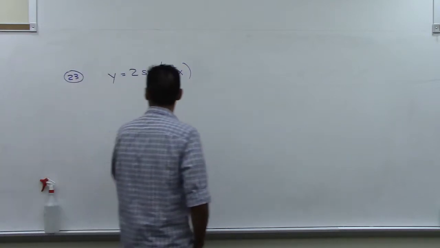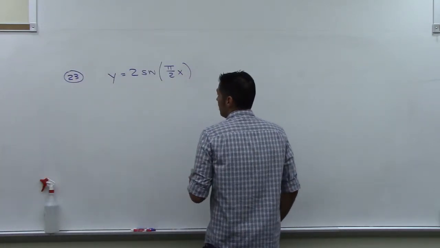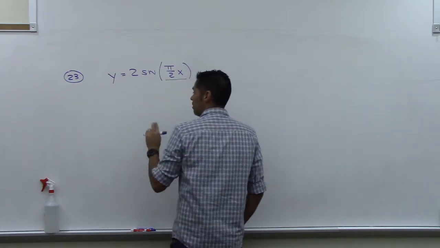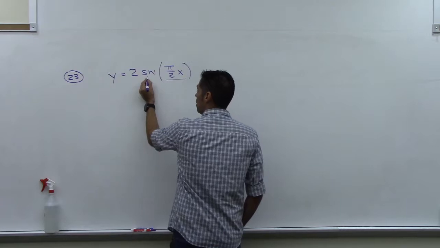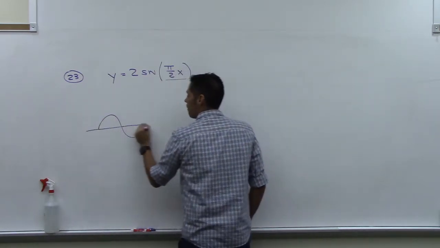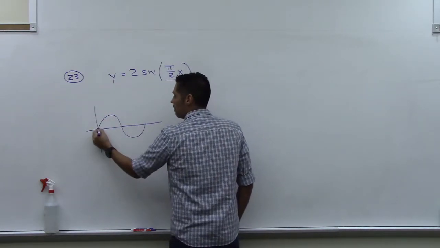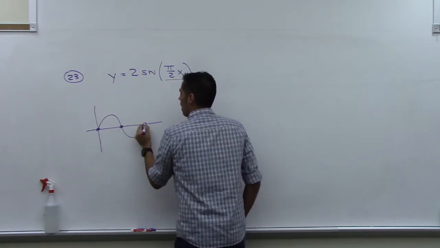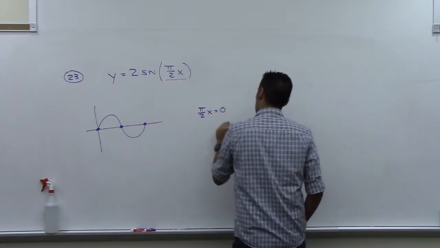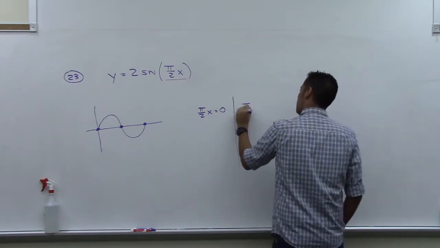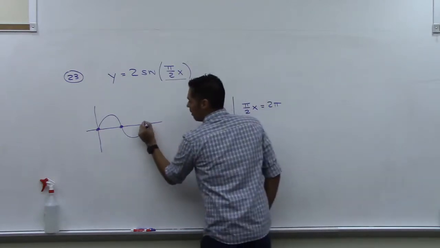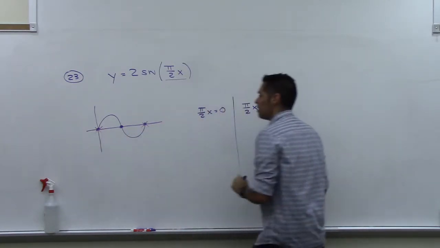So the way that I am going to teach you how to do this in class is that you're going to take this argument right here inside, and set it equal to two different things. Since we're dealing with the sine function, we know that normal sine function does this. So what we're going to try and do is figure out where these x-intercepts are. And to do that, we set the argument pi over 2x equal to 0. And then we also set pi over 2x equal to 2 pi. So we're basically trying to figure out where this one and this one happens.